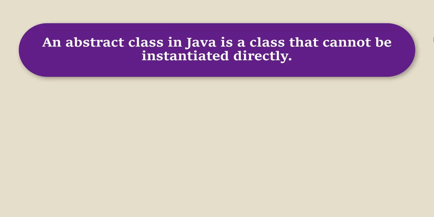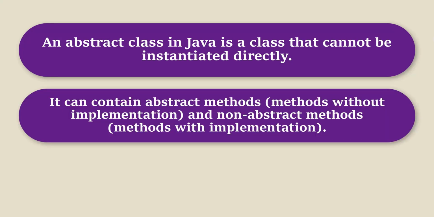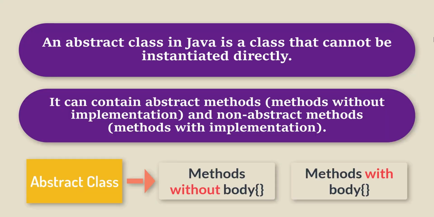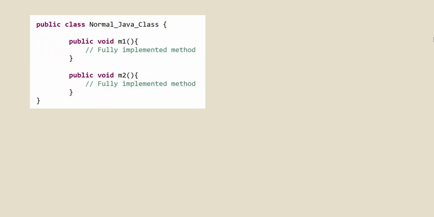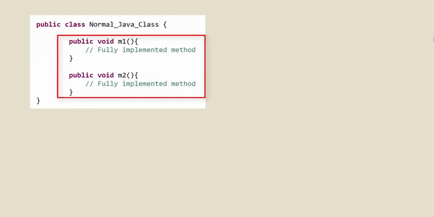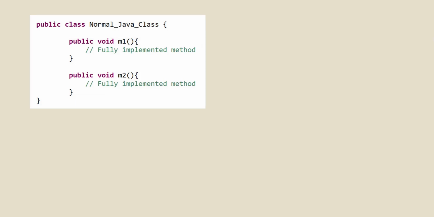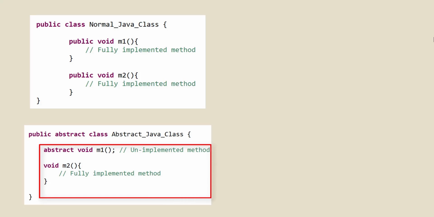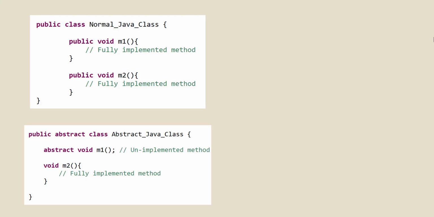An abstract class in Java is a class that cannot be instantiated directly. Okay, so it can contain abstract methods, that means methods without implementation or methods without body, and it can also contain non-abstract methods, that is normal methods which will have some implementation. So if you see, a normal class in Java will have some methods, and all those methods are implemented ones. Okay, all those methods will have some body. But in case of abstract class, it can have normal methods as well as abstract methods. Okay, so abstract method means methods without the body.